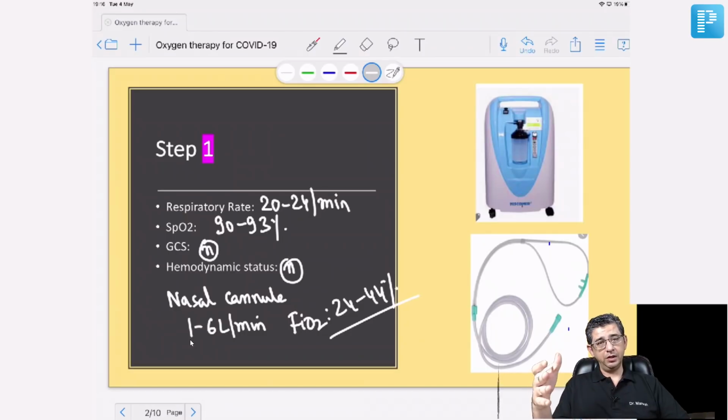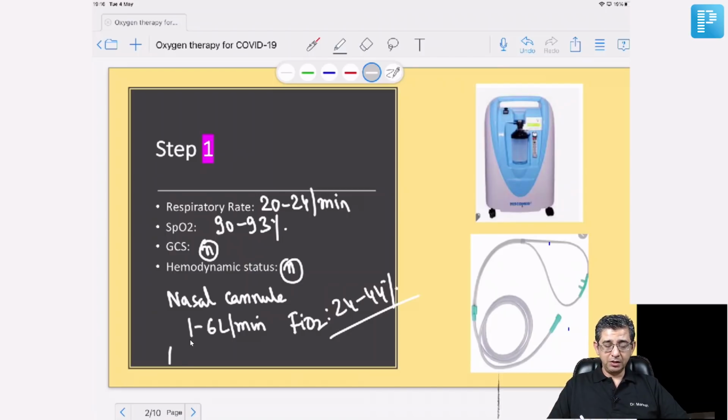Now how to remember this? 1 liter is 24% FiO2 I'm talking about. If it is 2 liters, you need to add 4. That will become 28%. If it's 3 liters, it will become 32%. Like that, at 6 liters, it would be 44%. So that's the amount of FiO2 that you are generating.